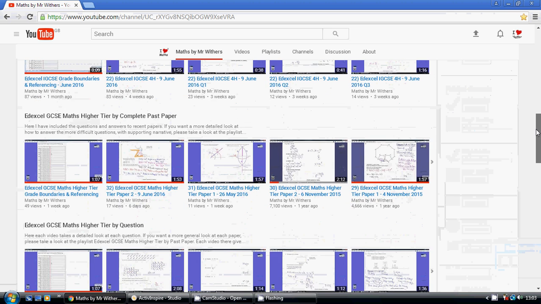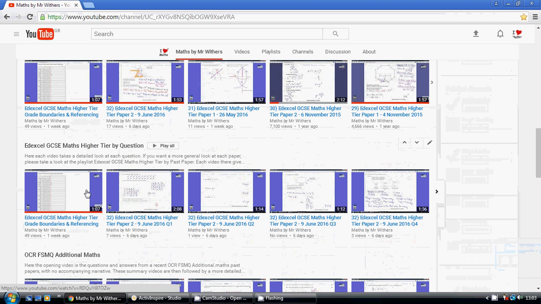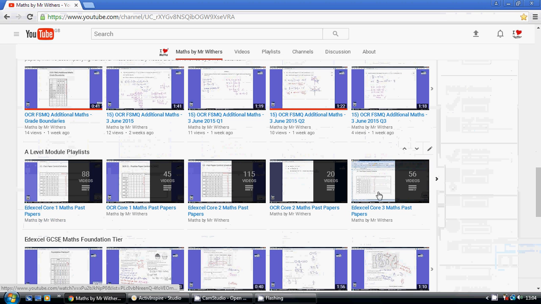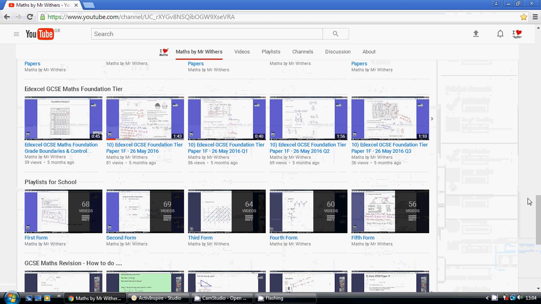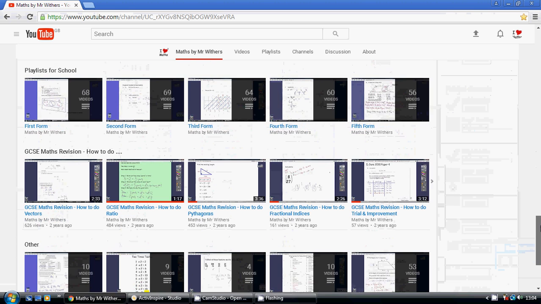And then a bit more detail with the GCSE questions. Here I literally look at every single question one by one for the last 10 years or so. And then getting harder with the maths, I've got the OCR additional maths past papers back to June 2015, and earlier beyond that, and then various A-level modules. A quick look at some GCSE foundation papers, though I haven't spent too much time on that. Some stuff I do for my school, and then other bits and bobs at the bottom.